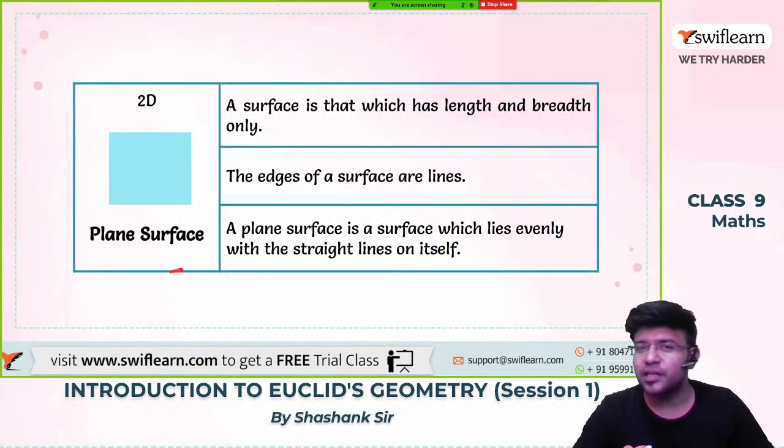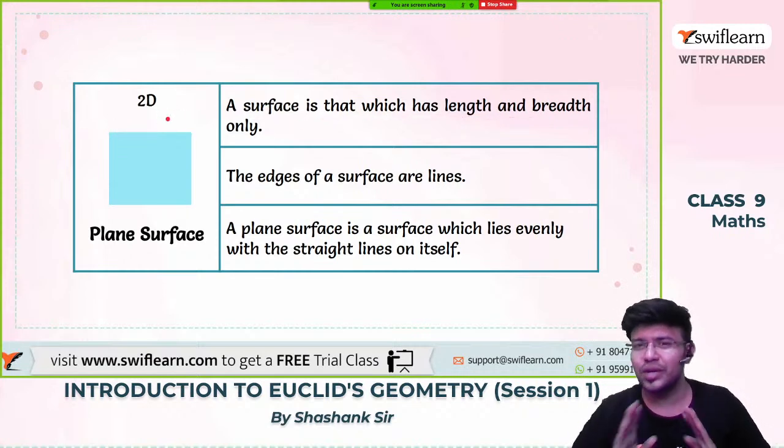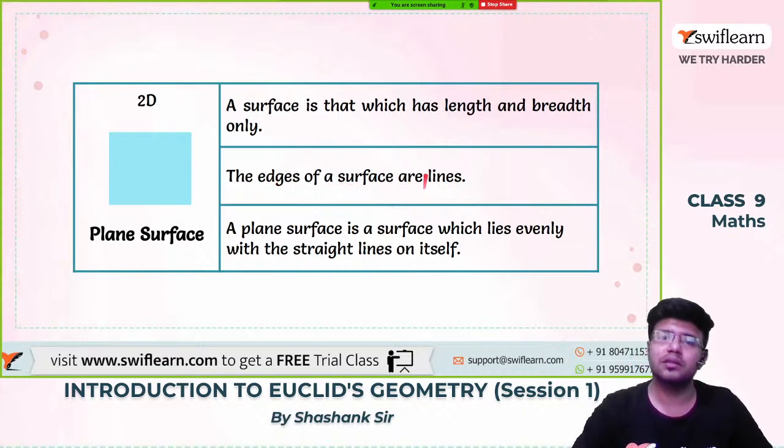Okay, a plane surface. How did he define a plane surface? A plane surface is that which has length and breadth only. Okay, this is a two-dimensional figure. It has only length and breadth. The edges of the surface are lines. Okay, see these edges of the surface.